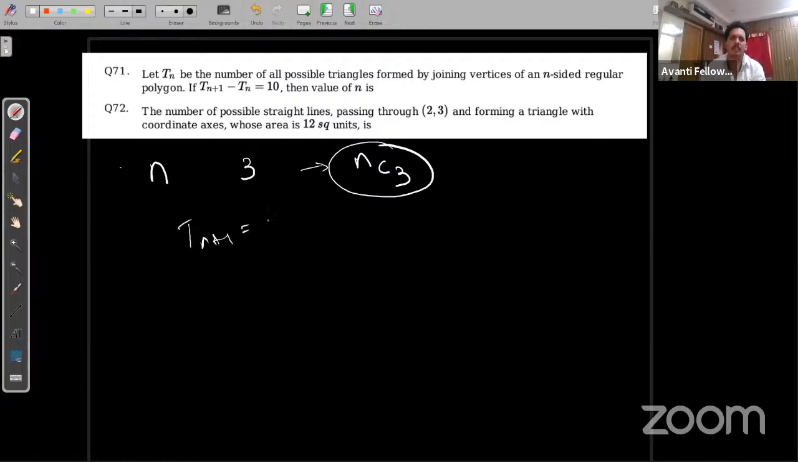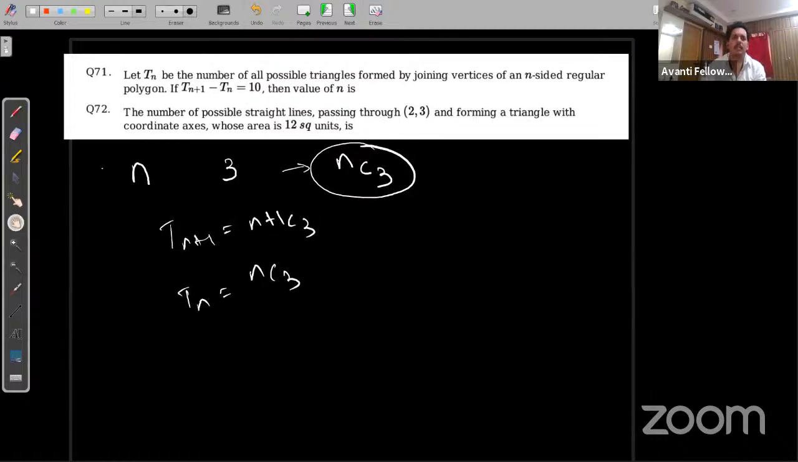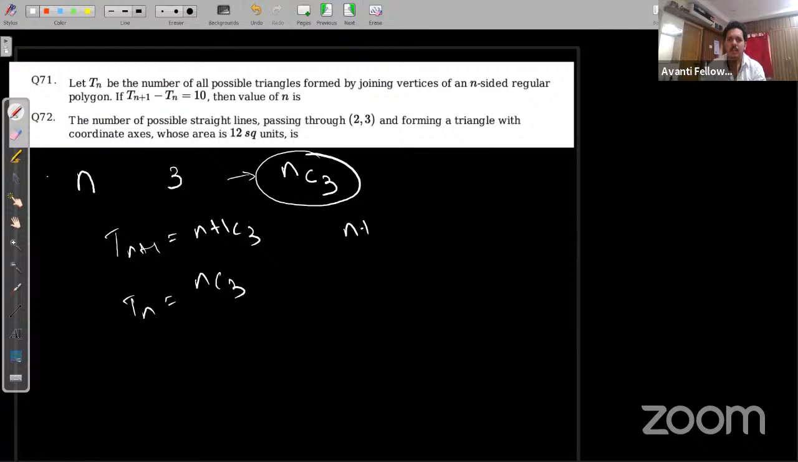Now please tell me, what is Tn plus 1? Obviously n plus 1 sides it is. So it is (n plus 1)C3. Okay. And what is Tn? It is nC3. So now just substitute it and you can easily find the value of n. What is Tn plus 1 minus Tn? (n plus 1)C3 minus nC3 is equal to 10.